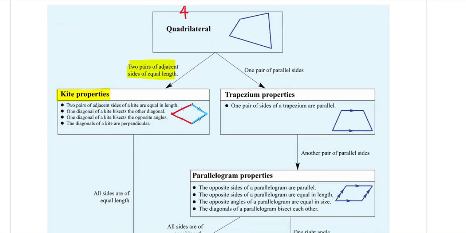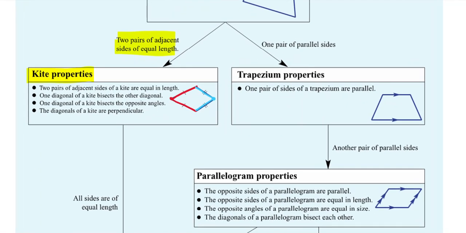The properties of a kite are that two pairs of adjacent sides are equal in length, one diagonal bisects the other diagonal, and one diagonal of the kite bisects the opposite angles. The diagonals of the kite are perpendicular. Okay, so there's a lot of things in there about diagonals. Let's try and draw some of that on there. If we have a diagonal going across the shape here and across the shape there. Okay, so there's two diagonals.